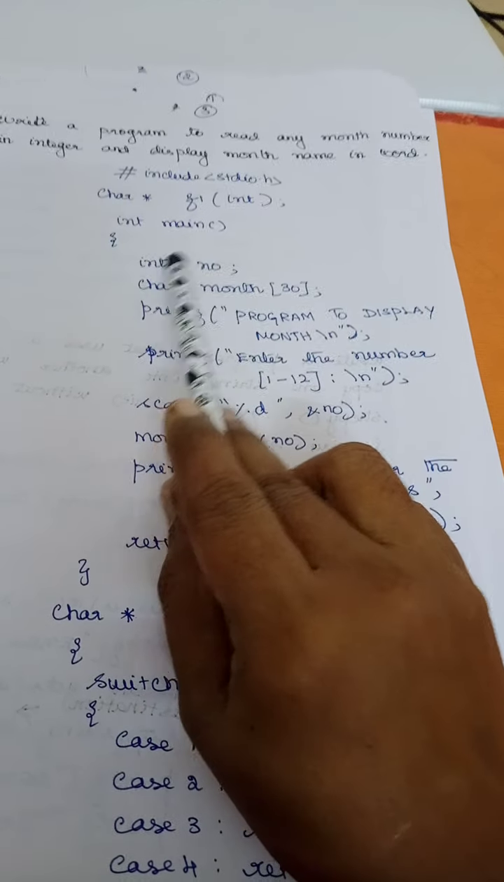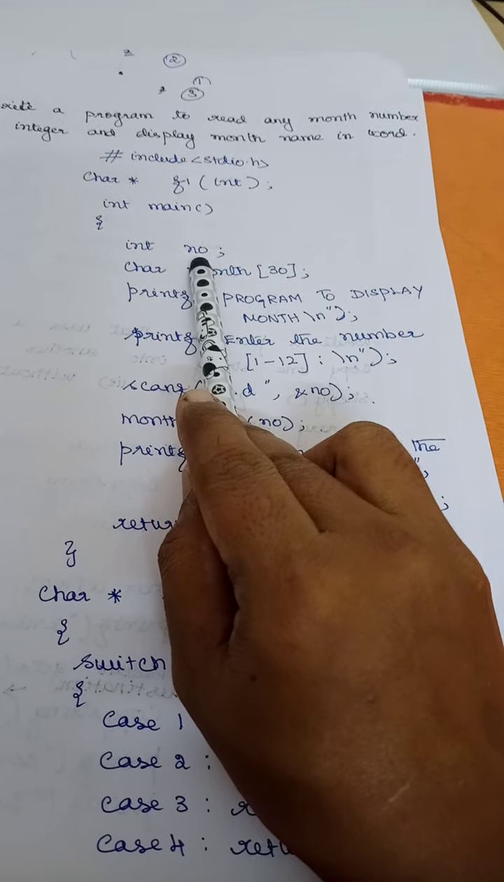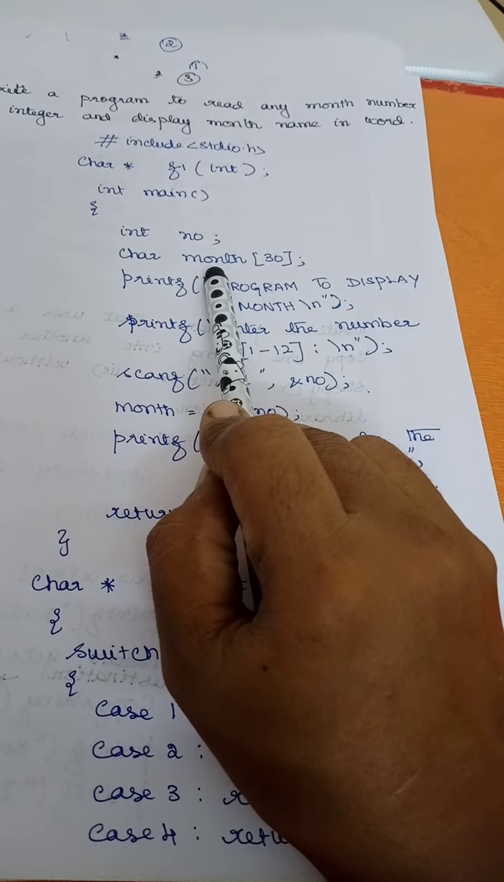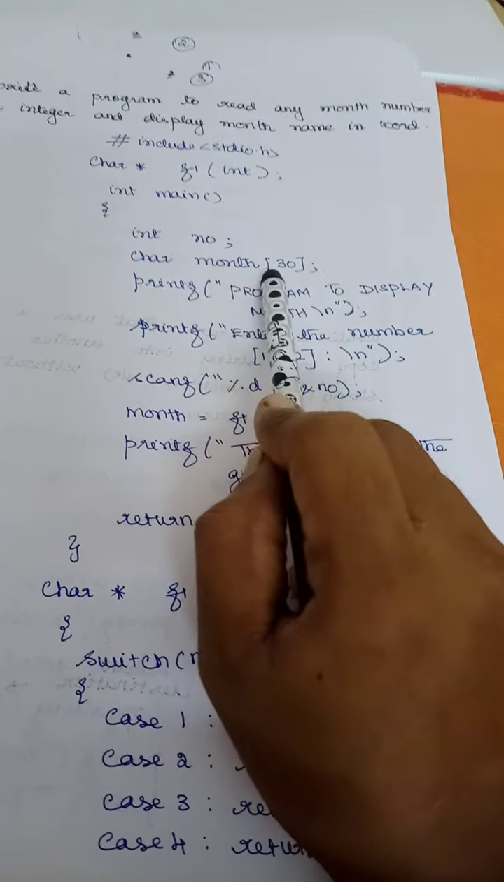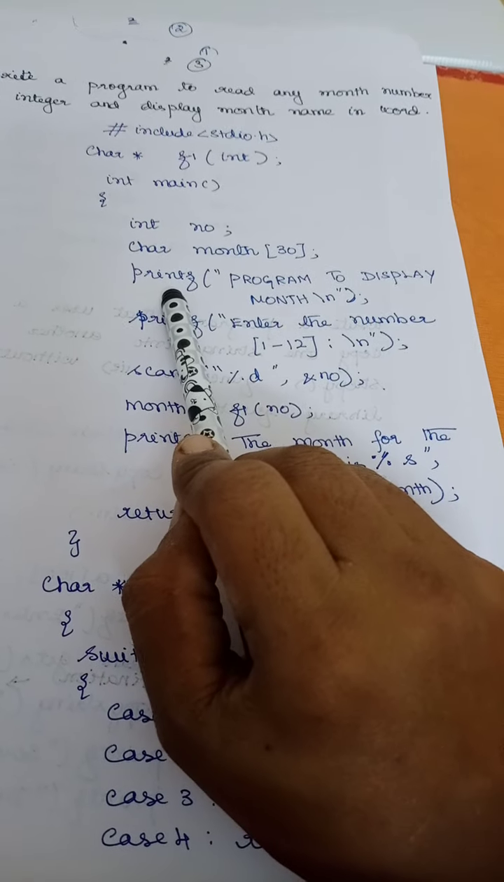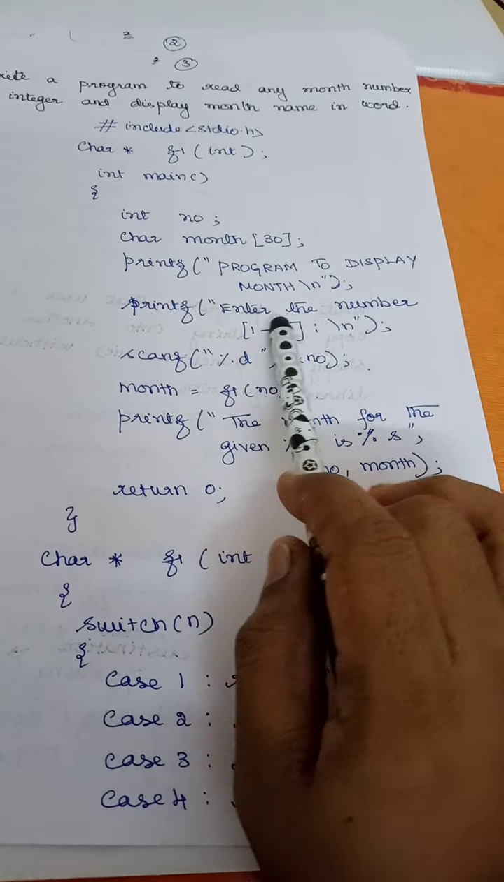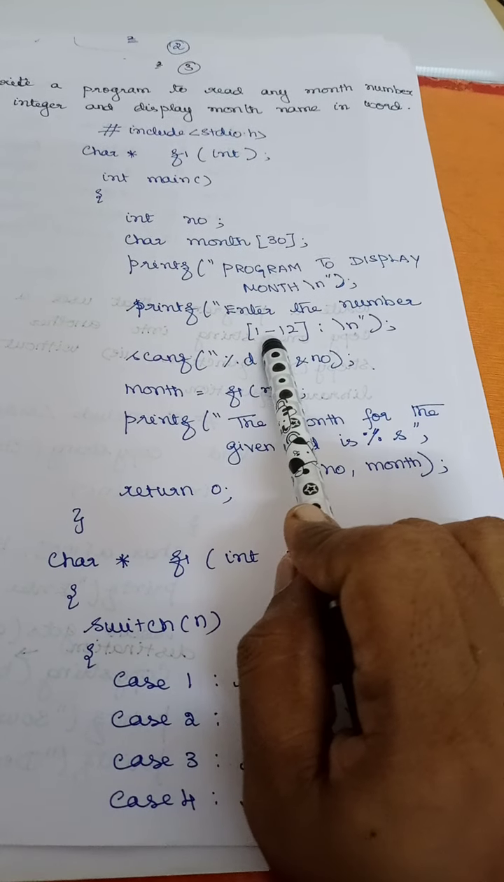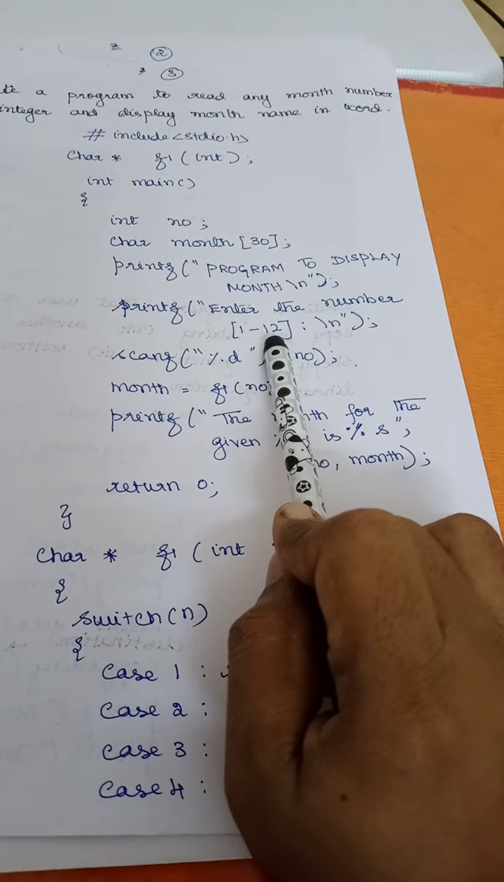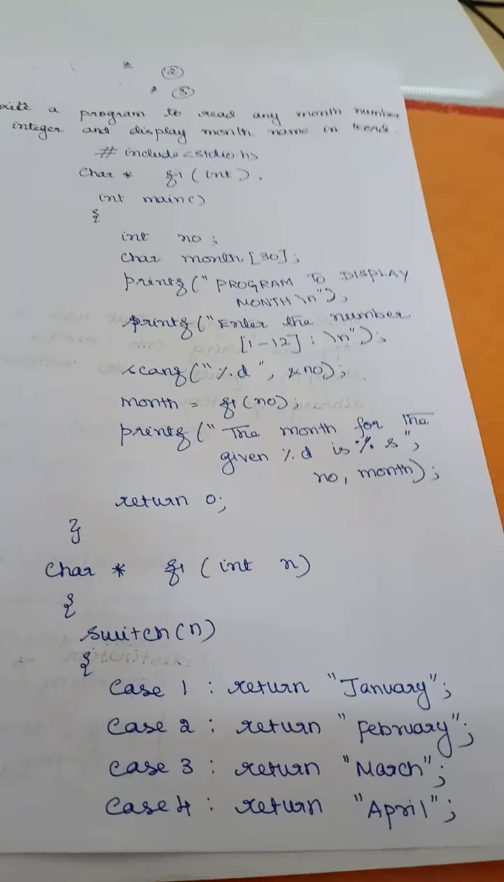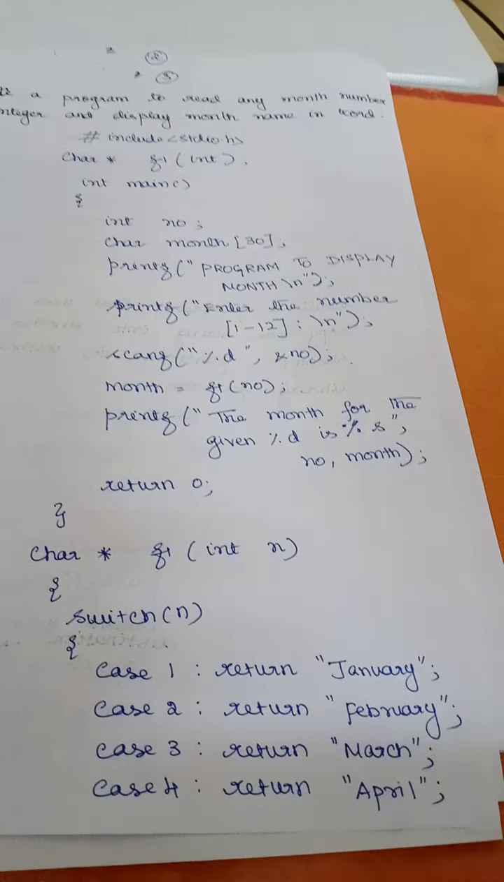So here int number, I'm going to have a number. Char month, I'm going to declare a character array, right? Month array. Now here printf, just a printf statement to display the month. Printf enter the number. See, I need to enter only the number from 1 to 12. I cannot enter 13. If I enter 13, then it means what? There is no month for 13, right?